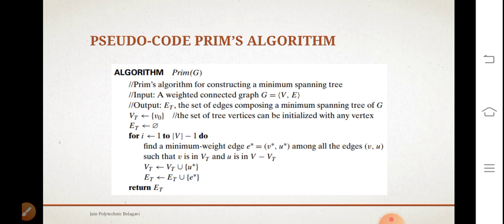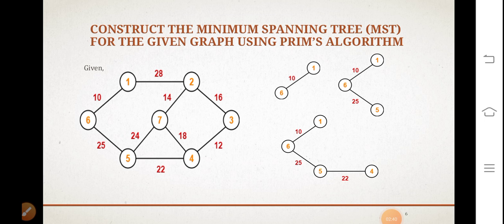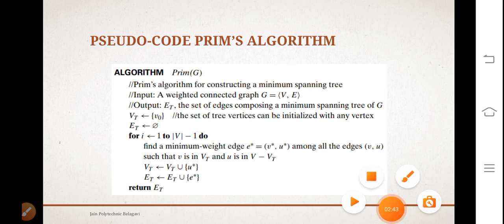Then the pseudocode of Prim's algorithm. Prim's algorithm is used for constructing a minimum spanning tree. The input is a weighted connected graph, that is G equal to (V, E). Then the output is ET, that is the set of edges composing a minimum spanning tree of the given graph G.